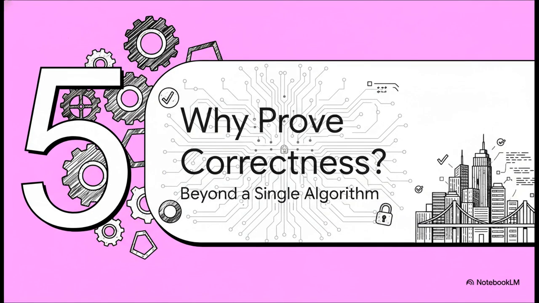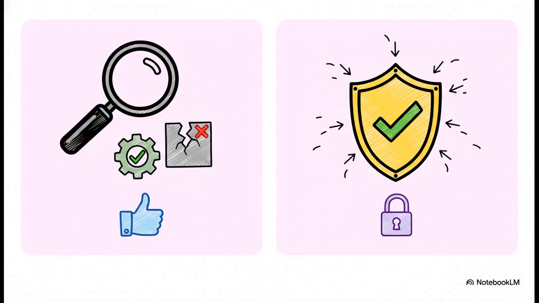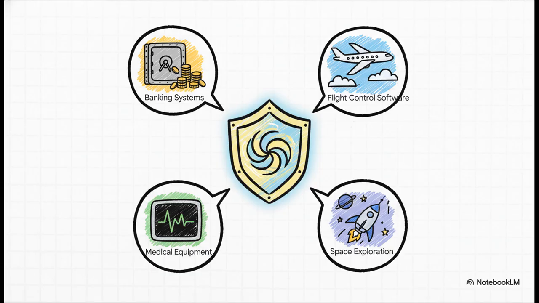Now, this isn't just some neat academic trick. This level of logical certainty is absolutely, fundamentally essential to the world we live in today. It really all comes down to this core difference. Testing checks a few examples, and yeah, it might find some bugs. It gives you confidence, but a mathematical proof guarantees all cases. It doesn't just give you confidence, it provides cold, hard certainty. And that certainty isn't just a nice to have, it is non-negotiable in the systems where failure could be catastrophic.